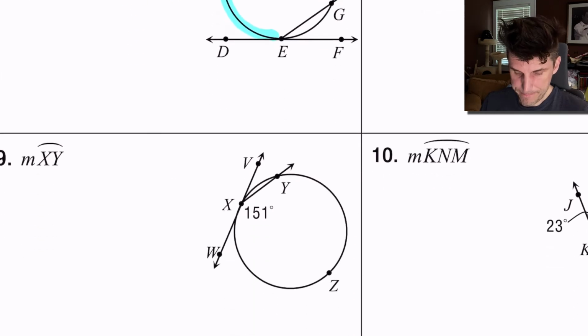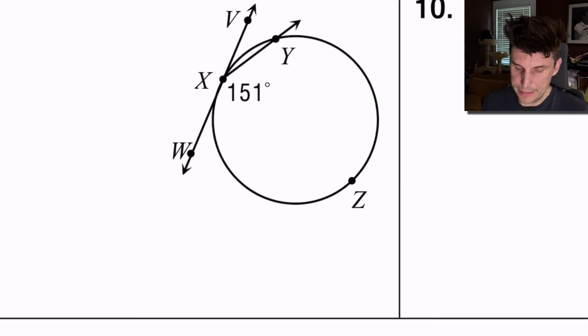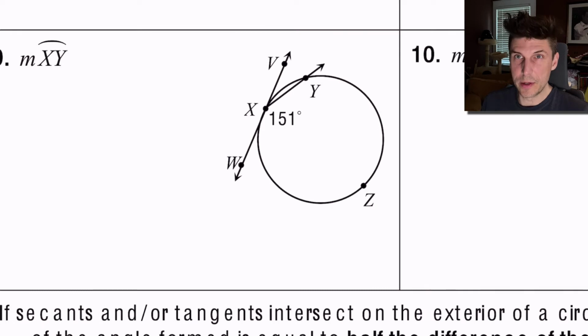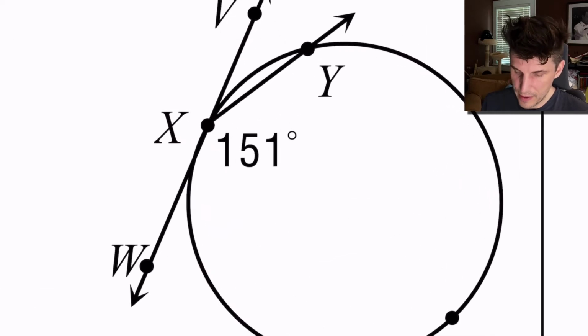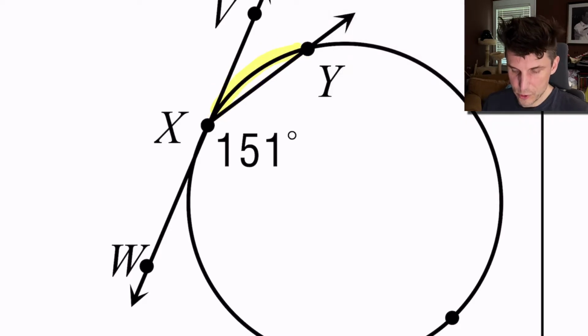All right. So we can keep rolling here. They want us to know what arc XY is. So you have a couple things you could do here. Arc XY is associated with the supplement of that 151 degree angle there. So I think it's a good idea to find the supplement, because what we're trying to find again is this arc right here. I'm trying to find that yellow arc right there. So let's go ahead and find this angle.